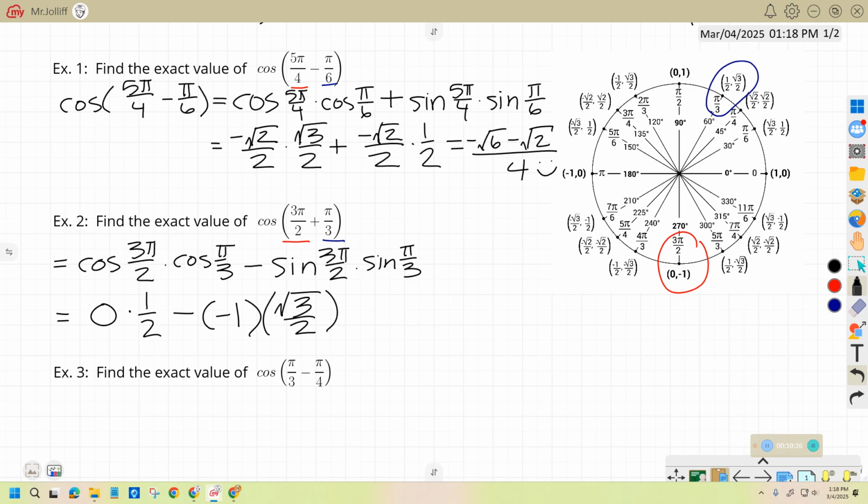And this looks slightly prettier than the last one. 0 times a half is what? 0. We know that guy goes away. Heck yeah. I see a negative next to a negative. Means my answer is going to be positive. And 1 times anything is itself. So I'm pretty sure that we're just left with root 3 over 2.